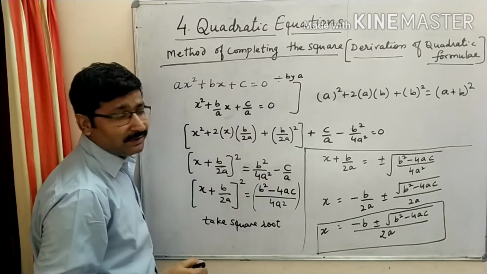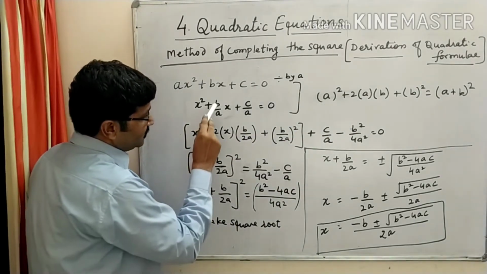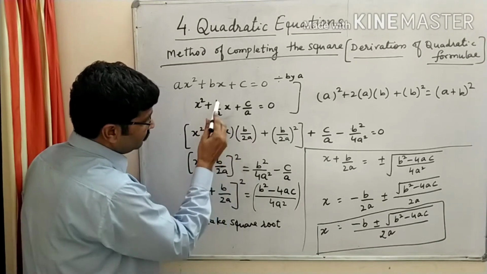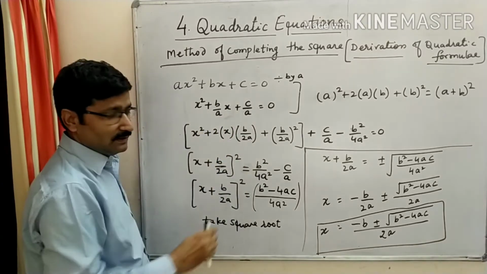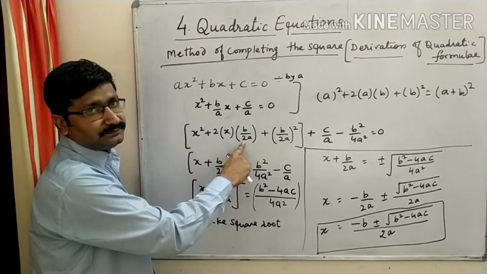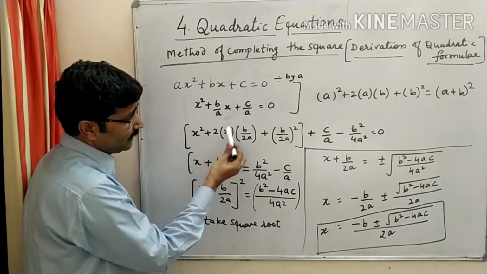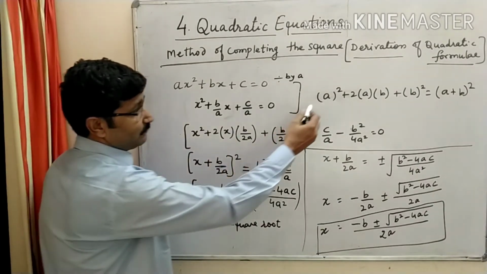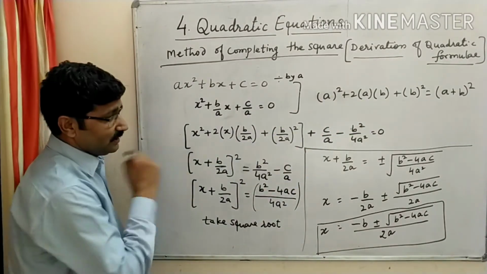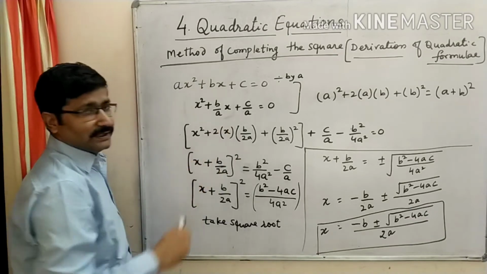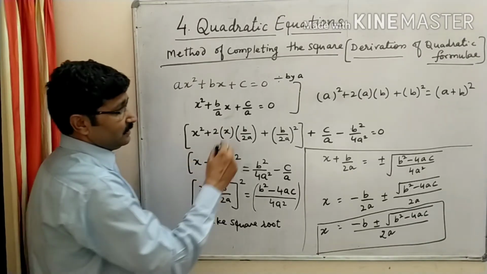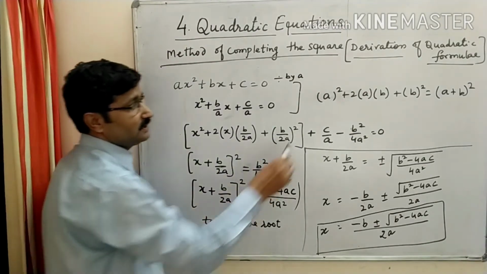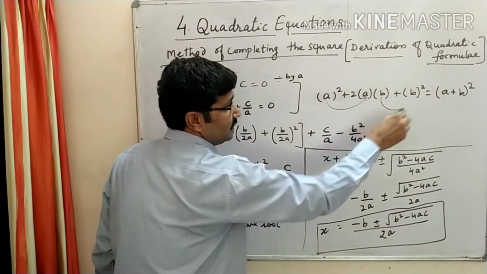Now b you have to find out. How do we find out b? Look here, b by a x is the middle term, so you put 2 also, and if you cancel the 2, you get x times b by a, the same as it is. So by this method you find out b. So b is b by 2a. Now b square you have to do, so b square means b by 2a whole square.